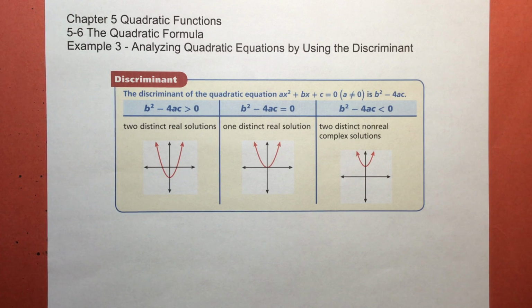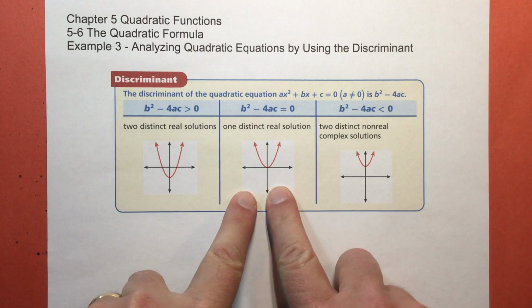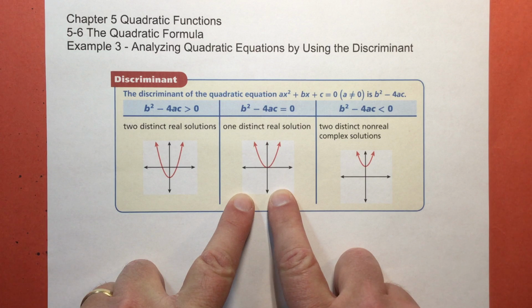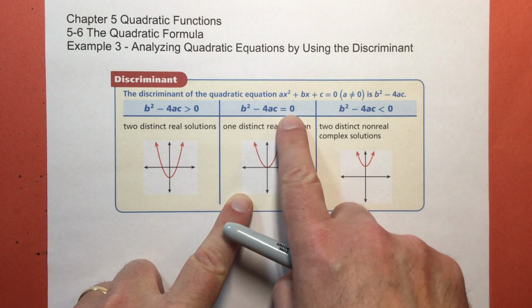Sometimes when we factored or when we graphed it, we ended up with the same answer twice. That's what happens here. And how are we going to know that's going to happen? Because the discriminant is going to equal 0.